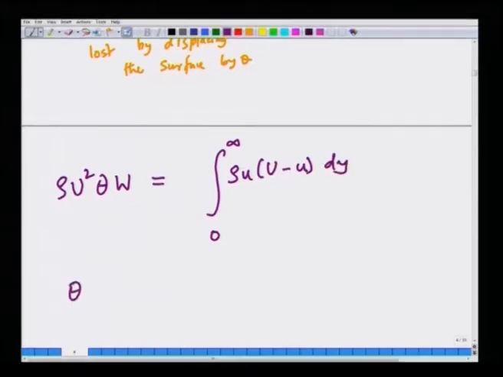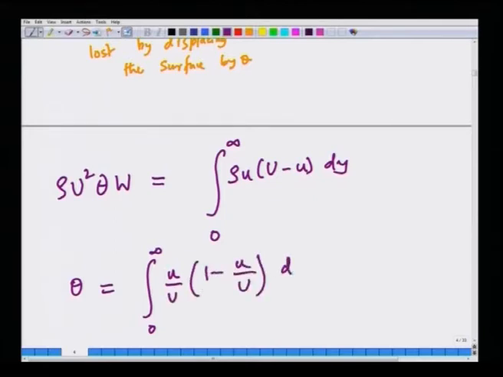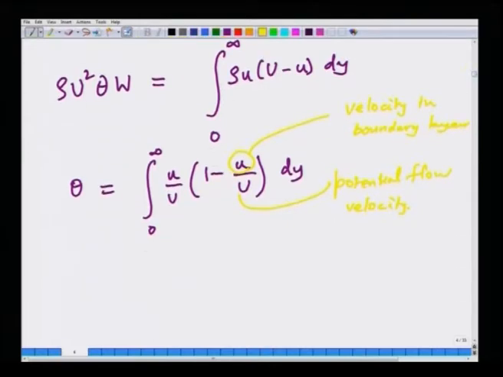Now, therefore, theta is essentially the integral from 0 to infinity of u by capital U times 1 minus u by capital U dy. Again, to remind you, small u is the velocity profile in the boundary layer and capital U is the potential flow velocity profile outside the boundary layer. So, we now have three definitions.